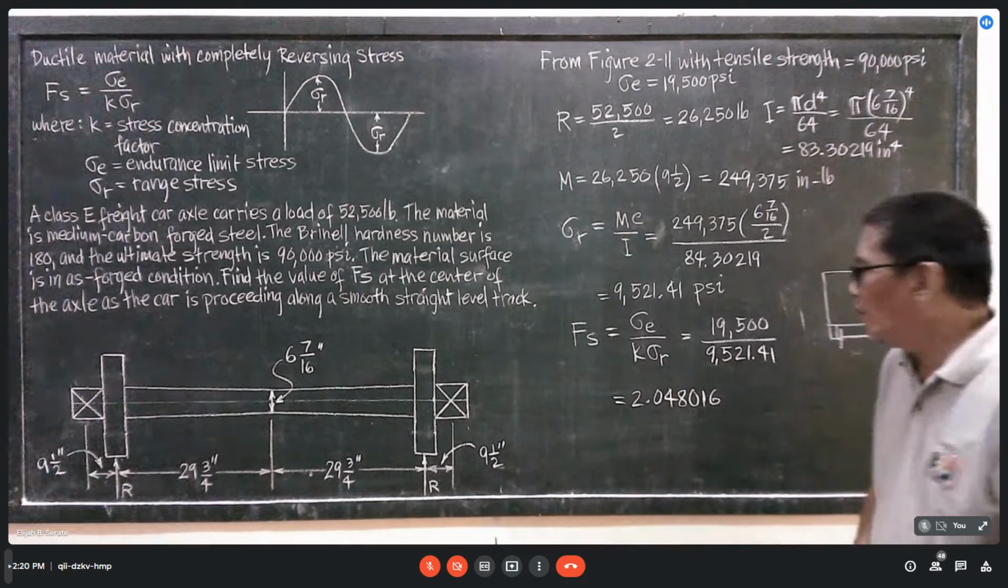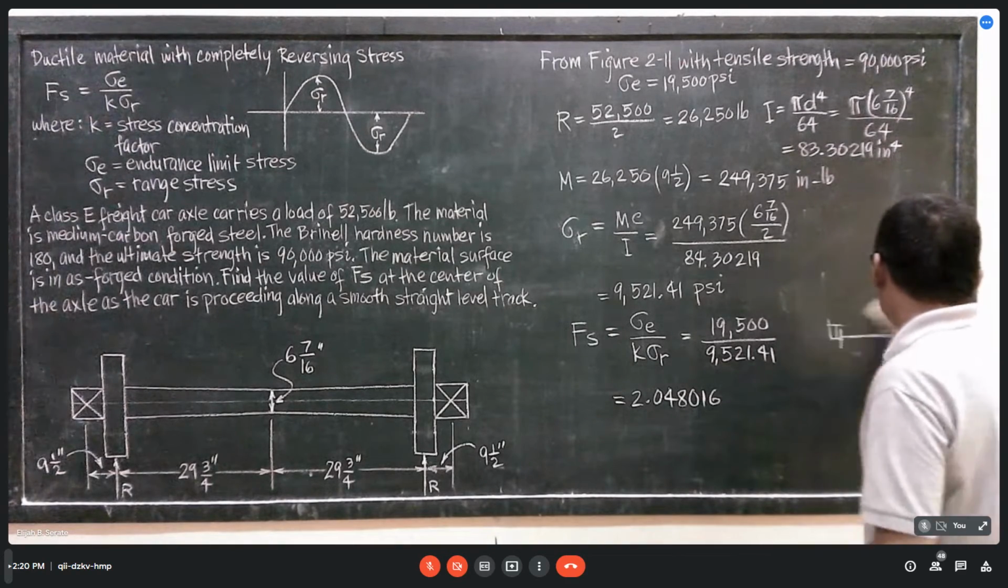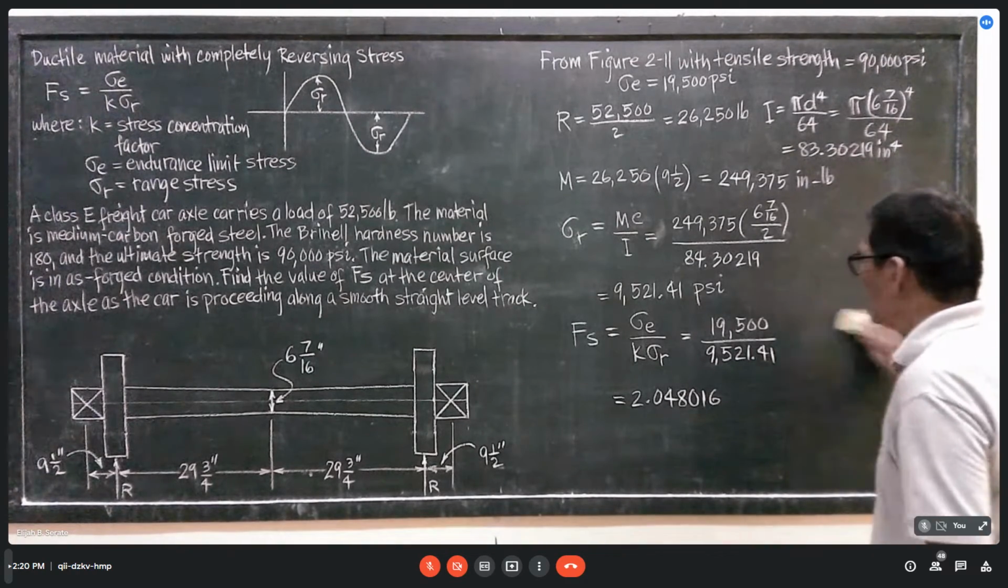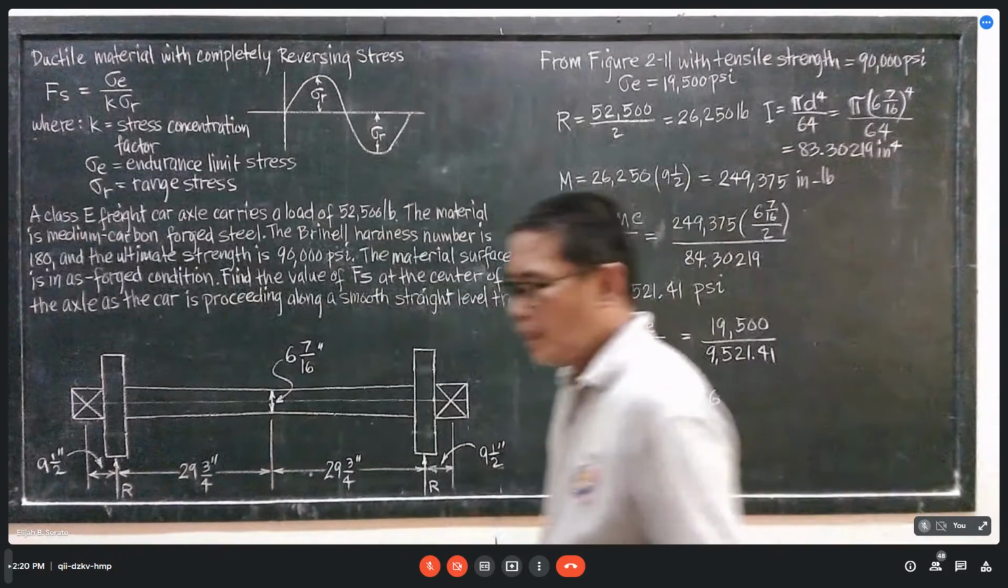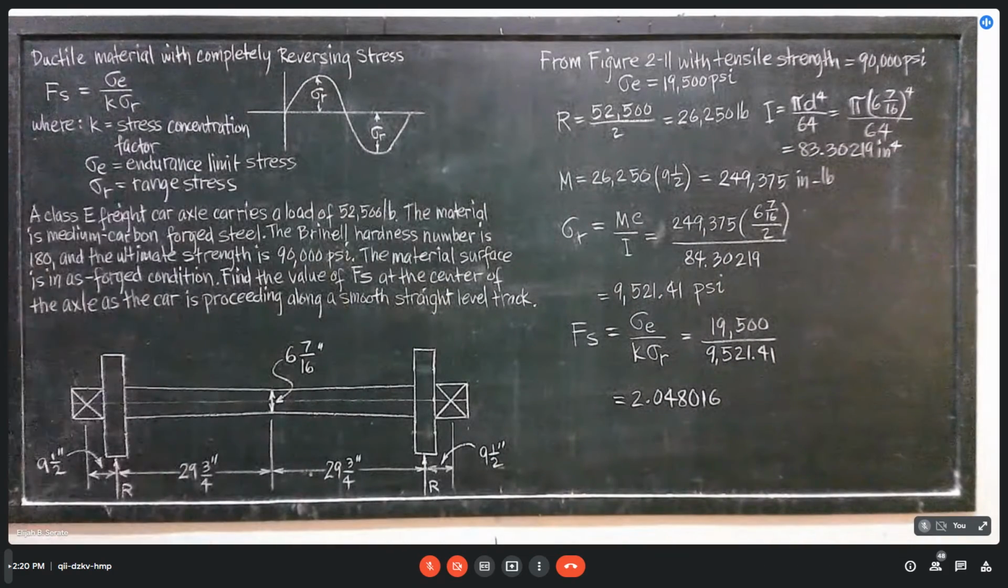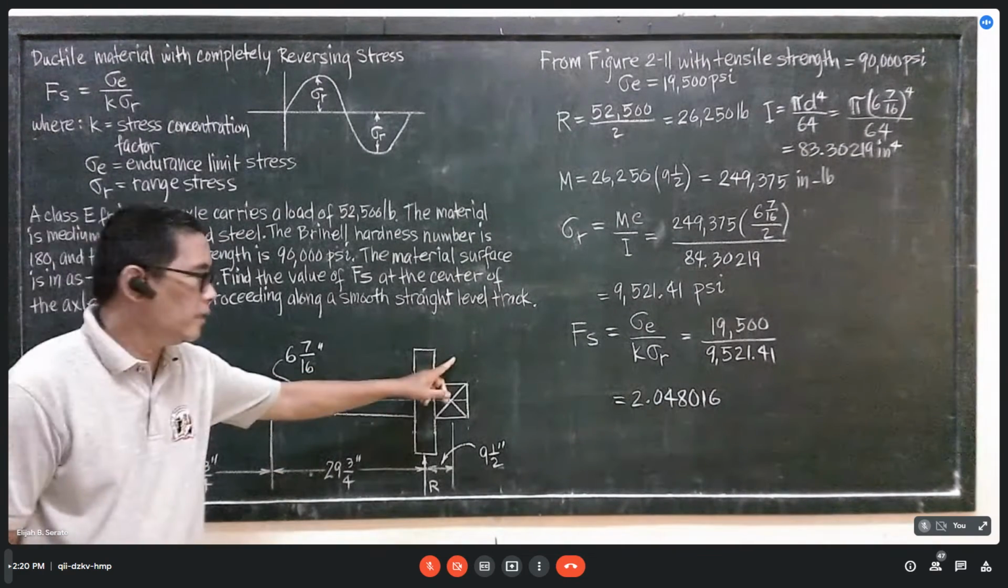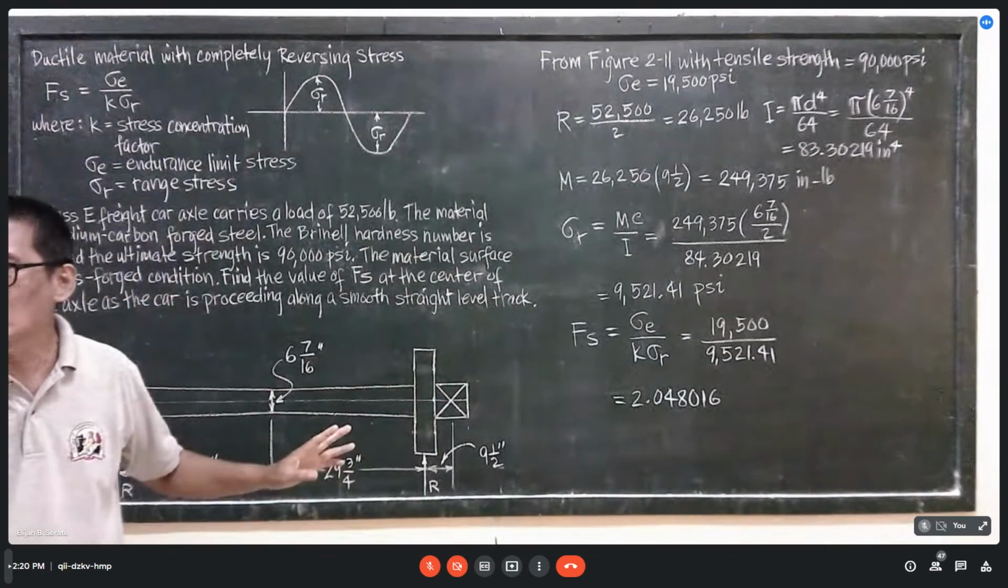So, in other words, which part of the axle is the 52,500 in contact? Okay. The one with the X. Okay. So it is concentrated here and here. So it does not have to be balanced, no?